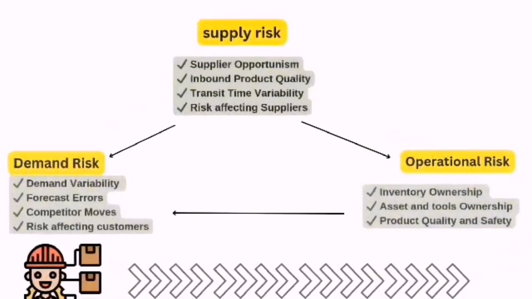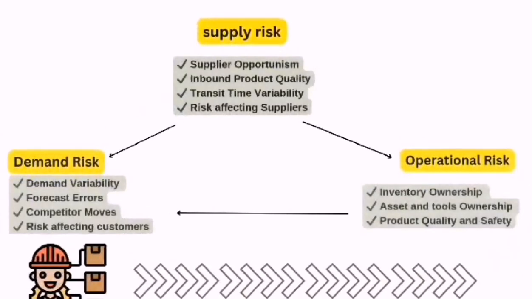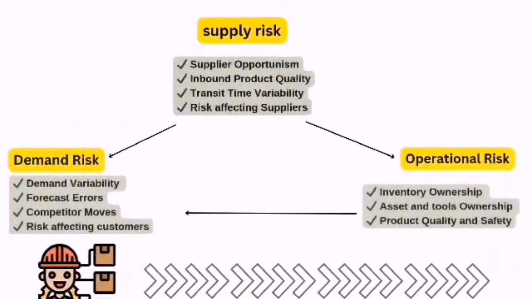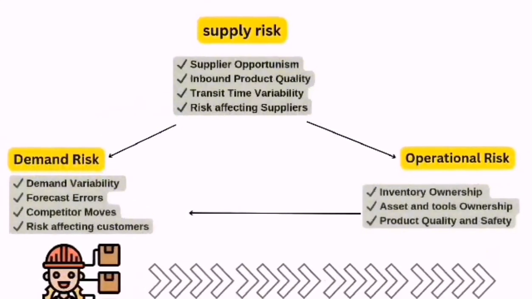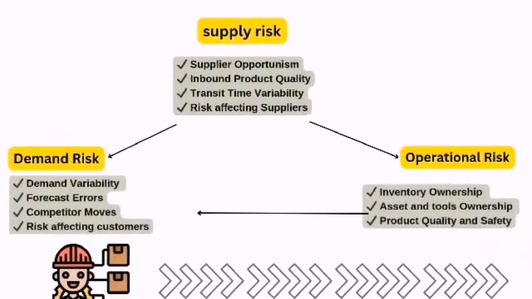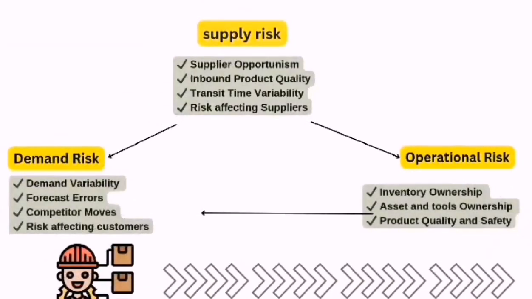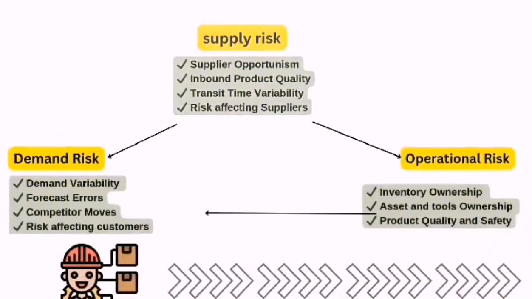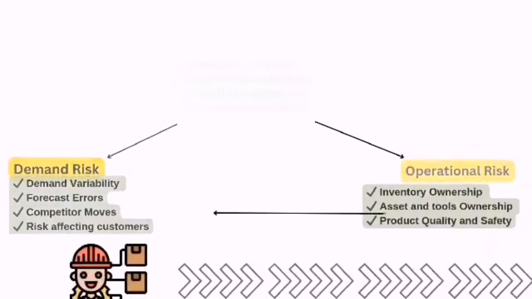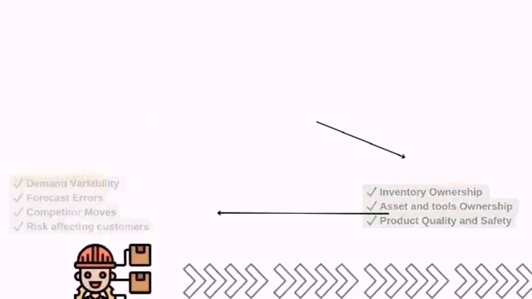Supply risk, supplier opportunism, inbound product quality, transit time variability, risk affecting supplier, operational risk, inventory ownership, asset and tools ownership, product quality and safety, demand risk, demand variability, forecast errors, competitor moves, risk affecting customers.